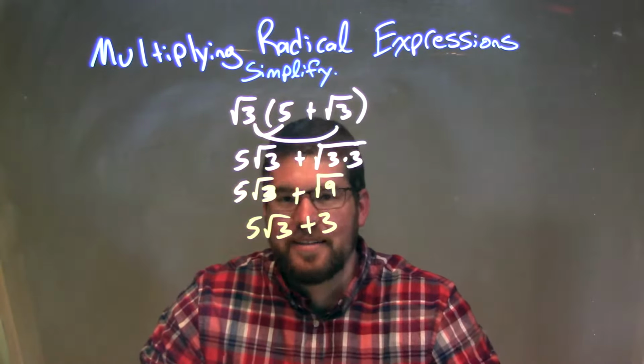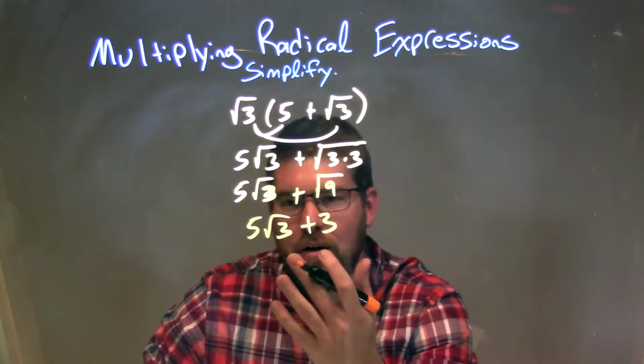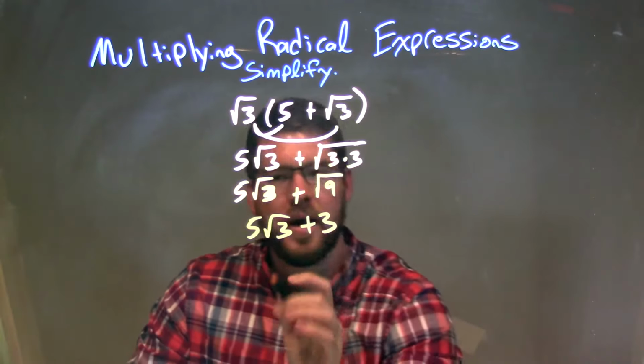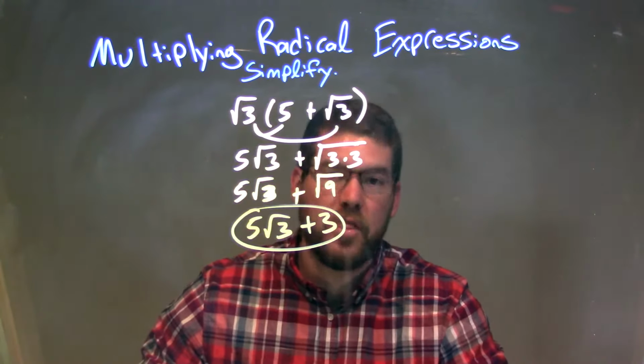There's our final answer. We can't simplify this anymore. Now, some people will want to put the 3 out front, or square root, but 5 square root 3 is already out front. But it doesn't matter. Our final answer here is just 5 times square root 3 plus 3.